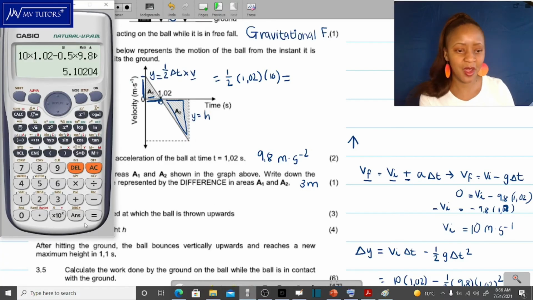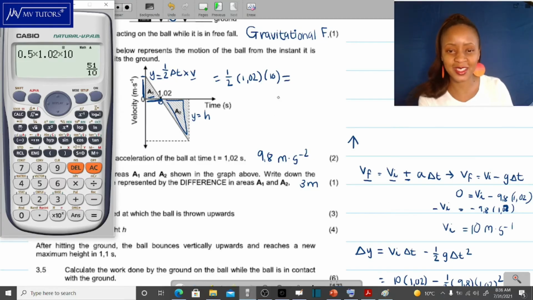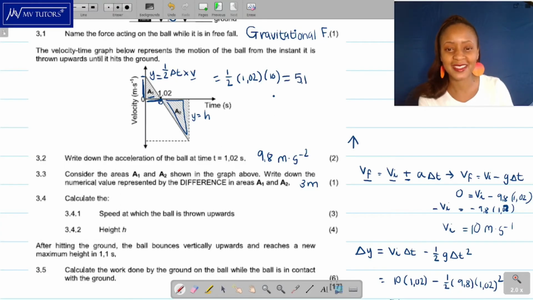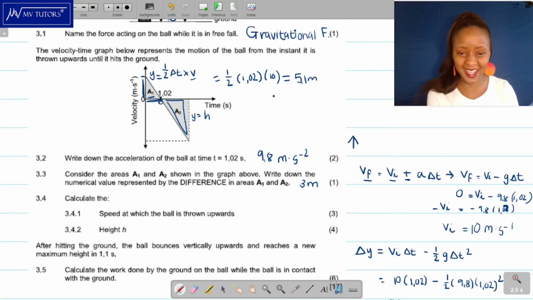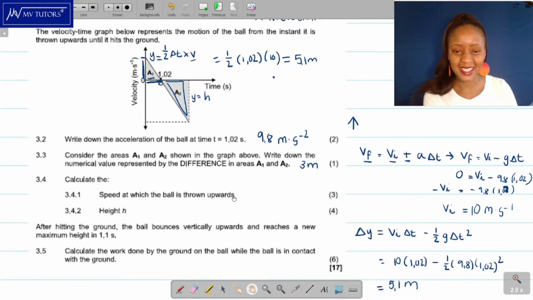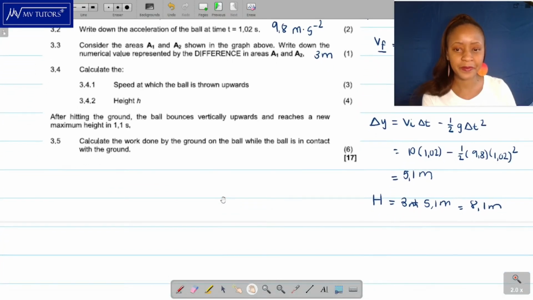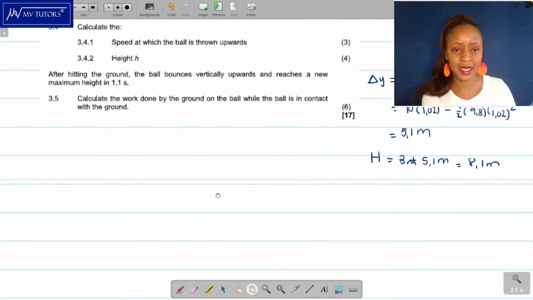So we have half times 1,02 times 10. Okay, and that is 5,1 on the dot. All right, so yeah, you have options, guys. Whichever one is easiest for you, go with it. And that was 4 marks. That was a nice 4 marks.